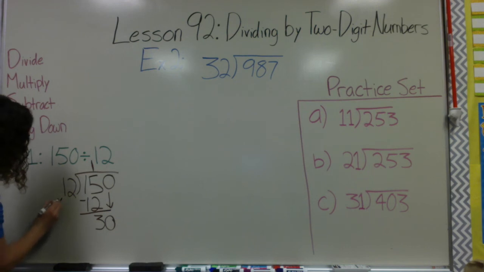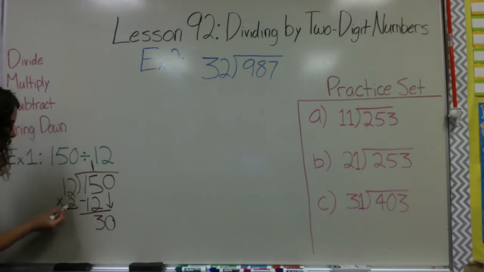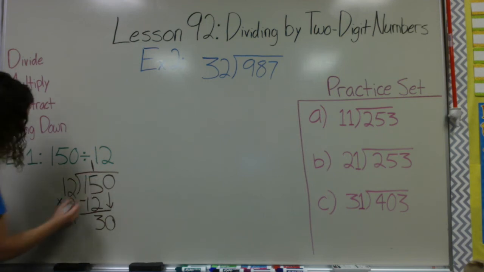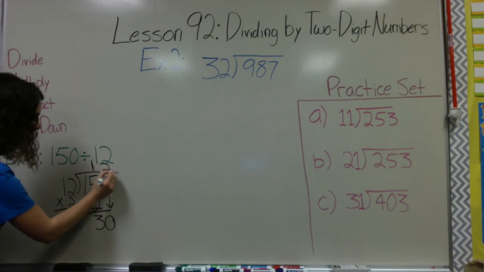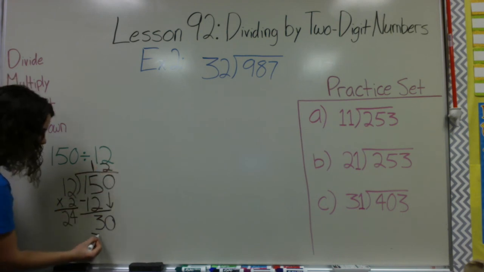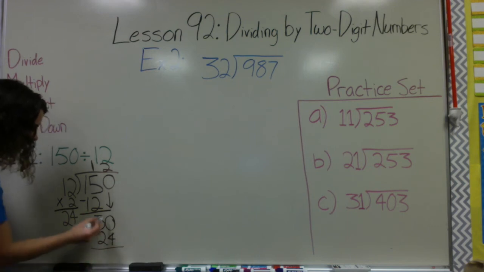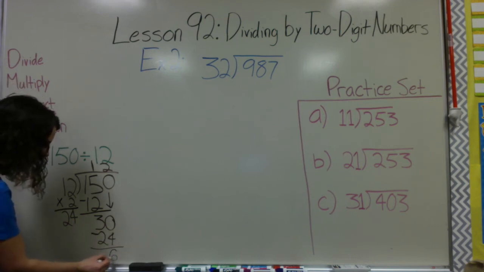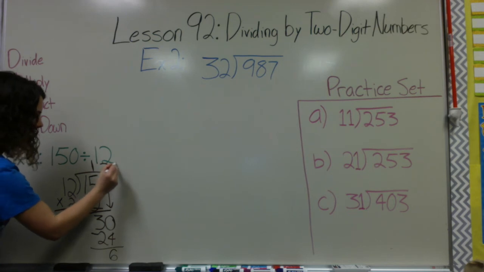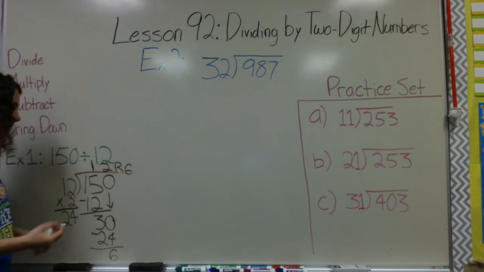So I'm going to show my work just off to the side. I like to do it here since I already have the 12 set up. 2 times 2 is 4. 2 times 1 is 2. So 12 times 2 is 24. It does go in 2 times. I can't get any closer. Minus 24. 30 minus 24 is 6. And that is my remainder. So 12 remainder 6 is my answer.